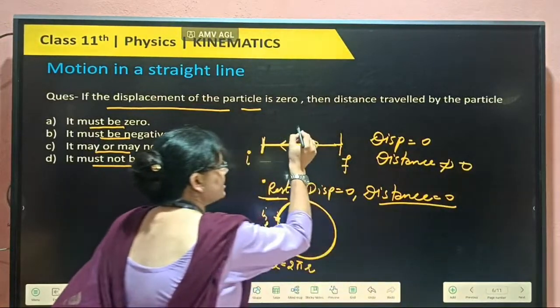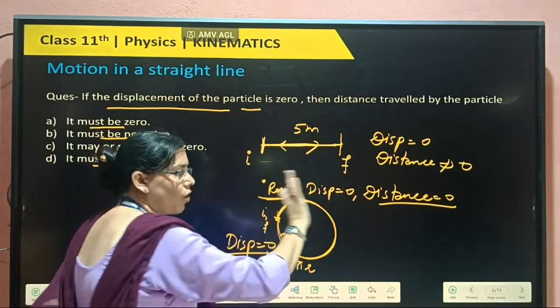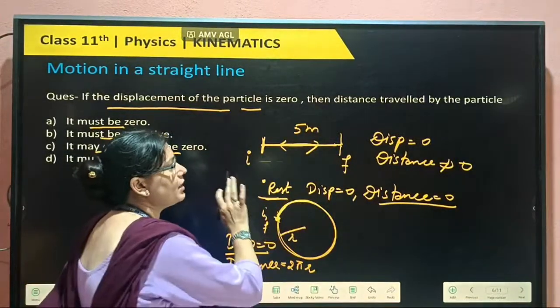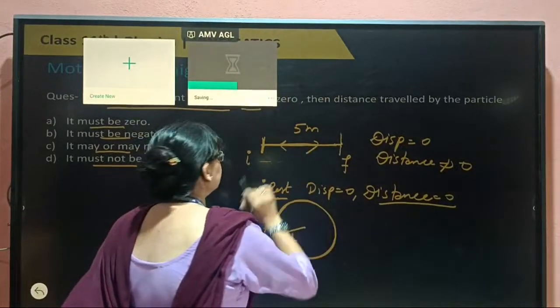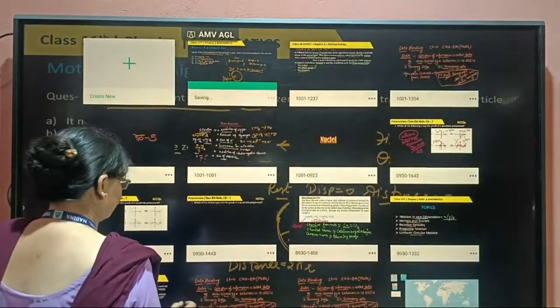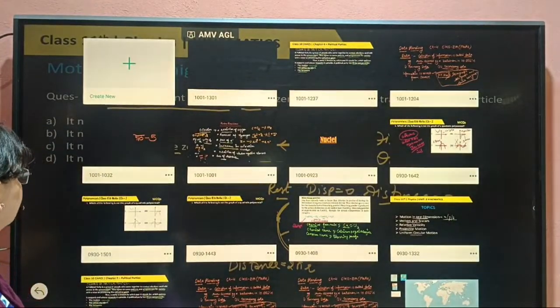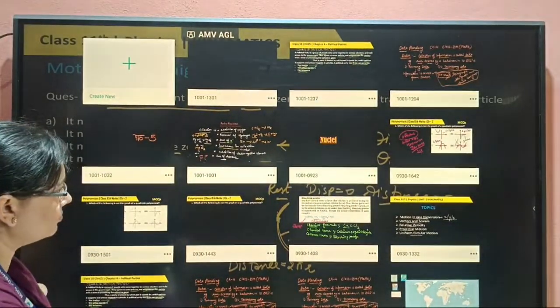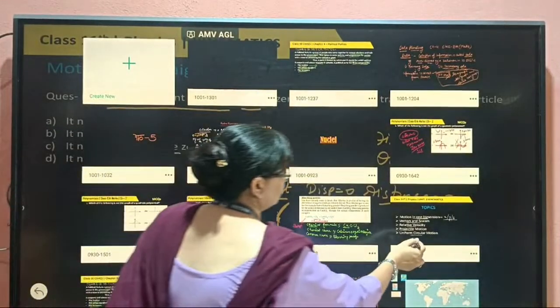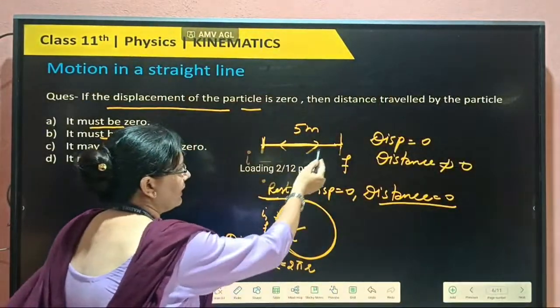Okay, if this one is 5 meter, then going in that direction 5 meter, again coming back 5 meter.